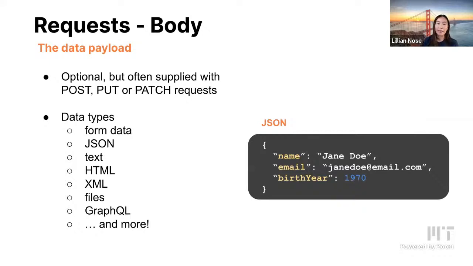JSON is a really lightweight way of sending data to the server. And you'll see that each field is separated by colons. So you'll see name, Jane Doe, separated by a comma, and then email, janedoe@email.com. And that is how we're going to be parsing our responses. But they come in all different data types. So we have form data, JSON, text, HTML, GraphQL even, and other files.